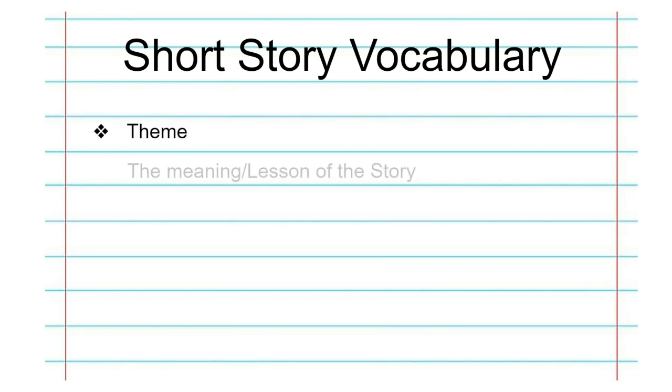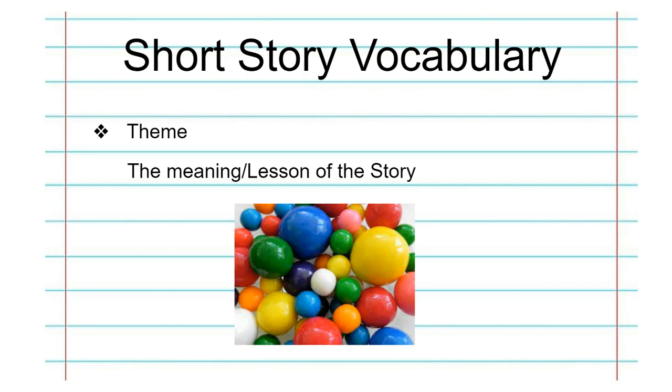And lastly, we have theme. And the theme is the meaning or the lesson of the story. Now, unless you're reading a fable, the author is not going to tell you at the end, this is the moral of the story. Instead, the reader kind of has to infer what the theme is or what the moral of the story is. I like to think of it as bubblegum. It's kind of what sticks with you when you're done reading. So what lesson can you learn as the reader from the character?